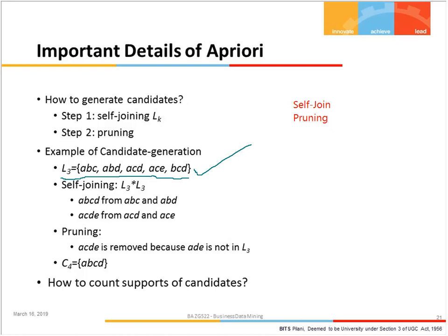Now let's start the self-join to generate some candidates. Let's do the self-join of ABC and ABD. What do we get? ABCD. Then we do the self-join of ABC with ACD. What are we going to get? We are going to get the same ABCD. ABC with ACE: we will get ABCE.